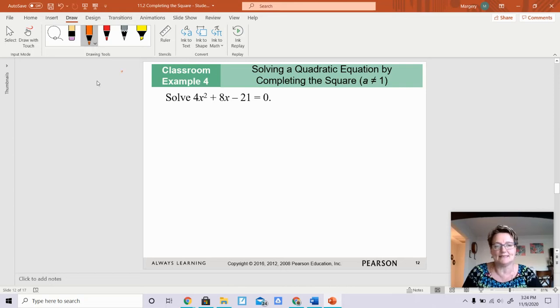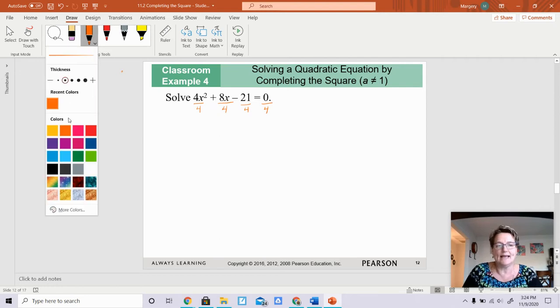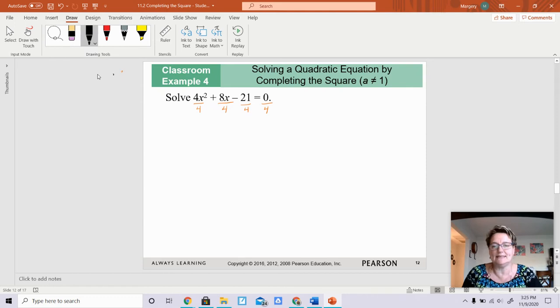To do is this. You need to make sure that you divide everything by 4. So we are going to divide every single term by 4, okay? Now, another thing that I want you guys to do is this. That leaves us with x squared plus 2x minus 21 over 4 equals 0.